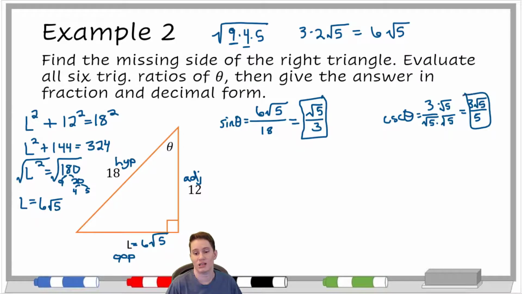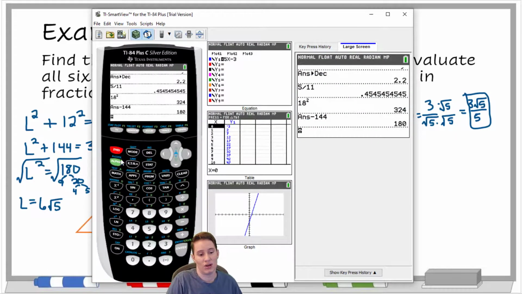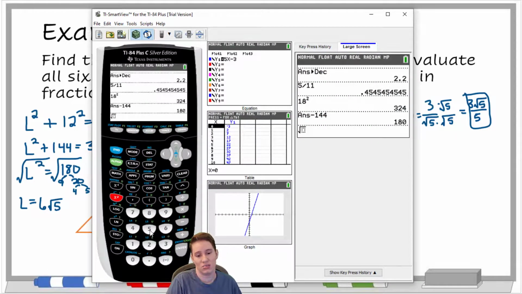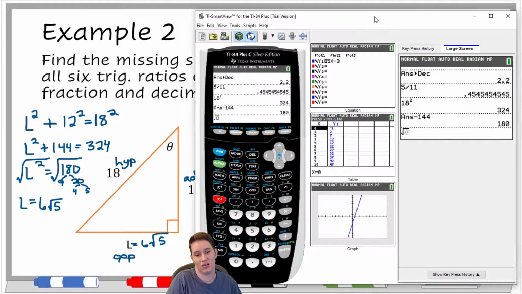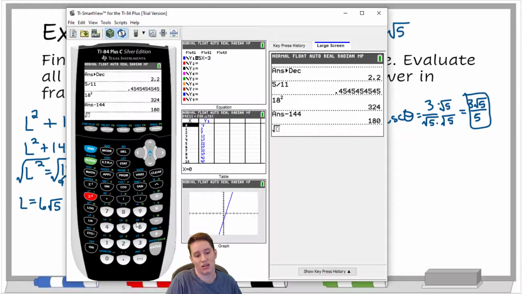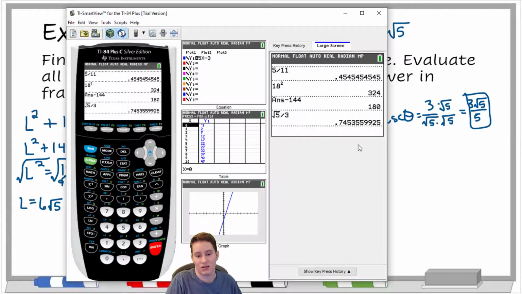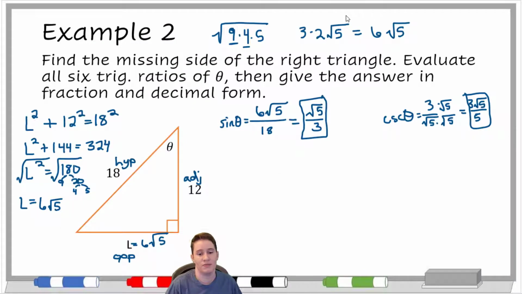So those are our fraction answers, and then we can plug them into our calculator. You don't have to use the fraction button, although it tends to make it less likely that you'll somehow mess up typing it into your calculator. Like I can do square root of 5 divided by 3. I did have to make sure to get out of the square root to do that. This is 0.75.